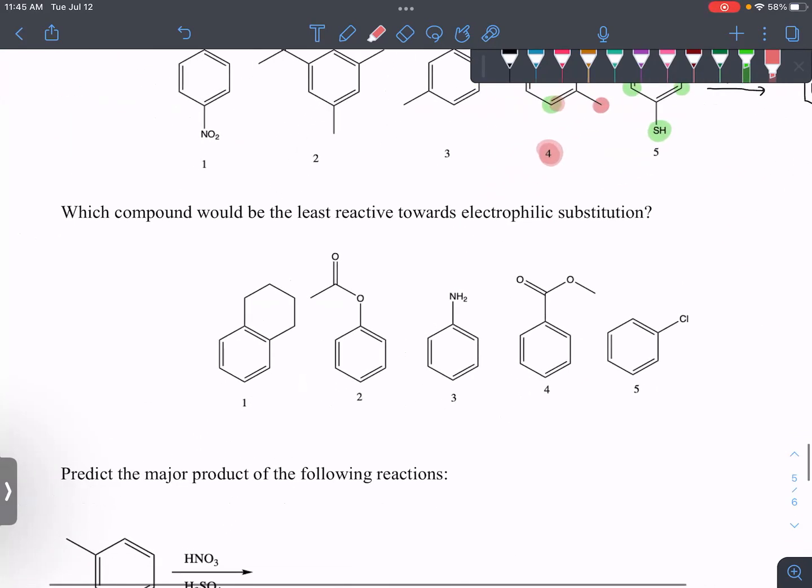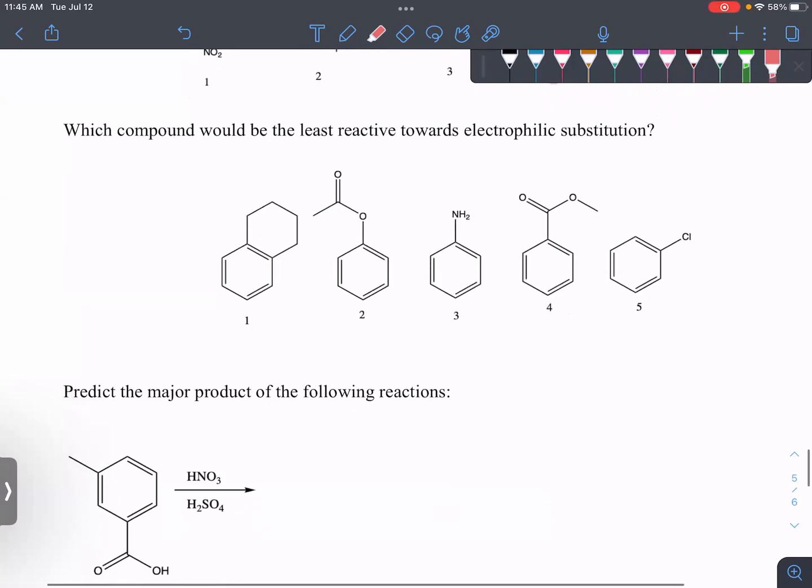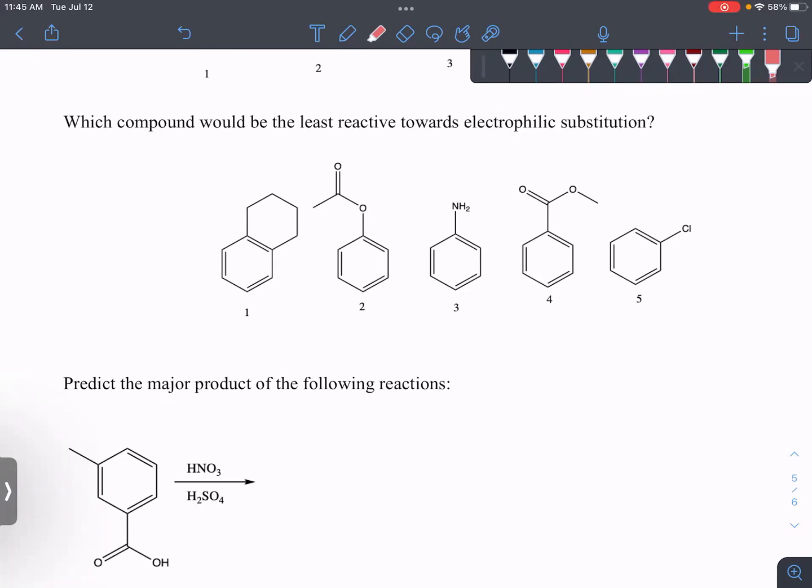Okay, and then which of these 5 would be the least reactive? Four again. Four is the only one that has a strong deactivator, a strong EWG on it. So it's the least reactive. And then we have 2 benzenes with esters. The difference is that they're connected differently. On benzene 4, the benzene is connected directly to the carbonyl carbon, which means that resonance is going out of the benzene, it's withdrawing. And for benzene 2, it's connected to the oxygen. Oxygen has lone pairs, and it's going to donate those lone pairs into the benzene through resonance. So EDG, EWG.